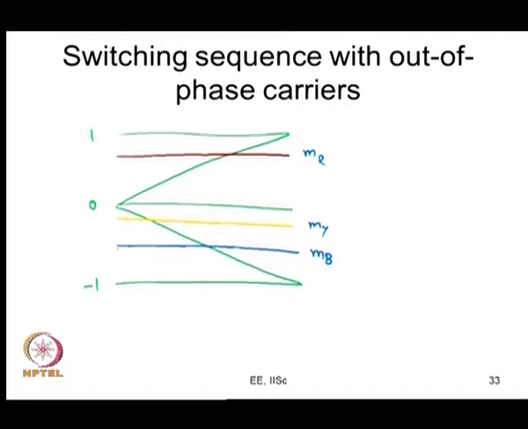Okay. So, now what happens here? You have first certain time interval, you have one thing happening here. Prior to this interval, what happens? This is R phase. So, you see that the R phase modulating signal is greater than both the carrier signals.